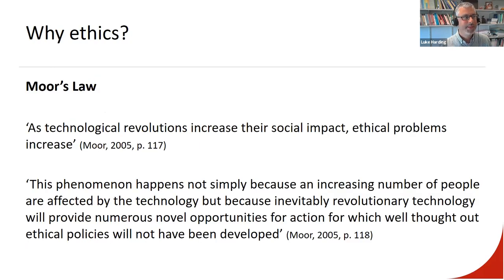Now, in terms of ethics, I've presented a couple of times on this topic, and I find this a very useful point, Moor's law. Moor suggests that as technological revolutions increase their social impact, ethical problems increase. The reason for this is not necessarily that technology is inherently bad, but that this phenomenon happens not simply because an increasing number of people are affected by the technology, but inevitably revolutionary technology will provide numerous novel opportunities for action, for which well thought out ethical policies will not have been developed. So the issue is that technology brings with it new and hitherto unforeseen consequences. And the rapid introduction of technology requires a rapid response on the ethical side by people who are using that technology or who are affected by that technology.